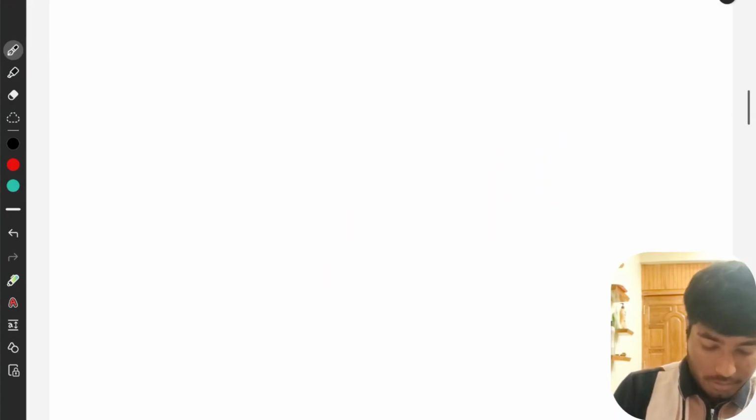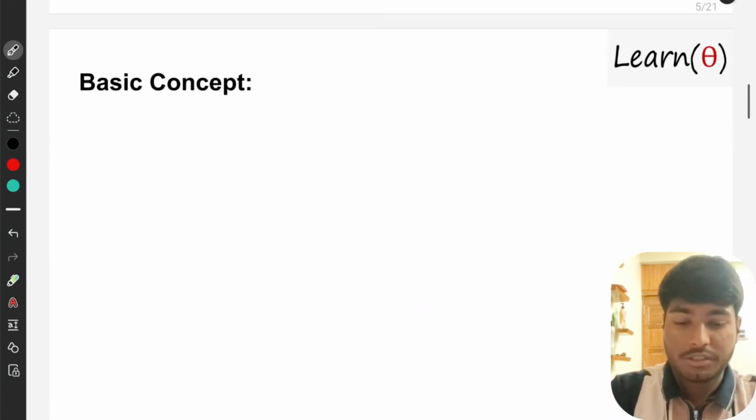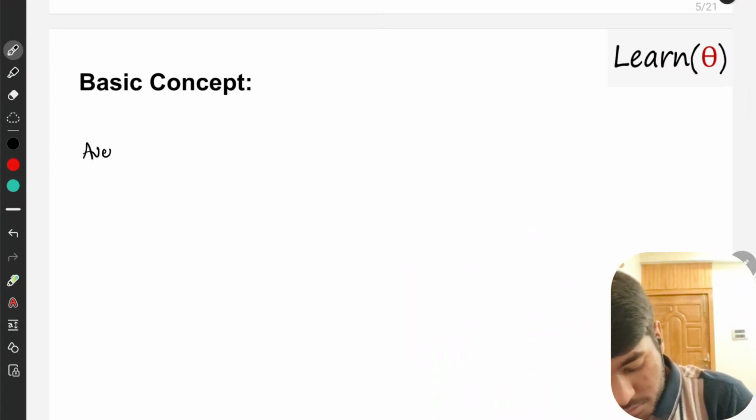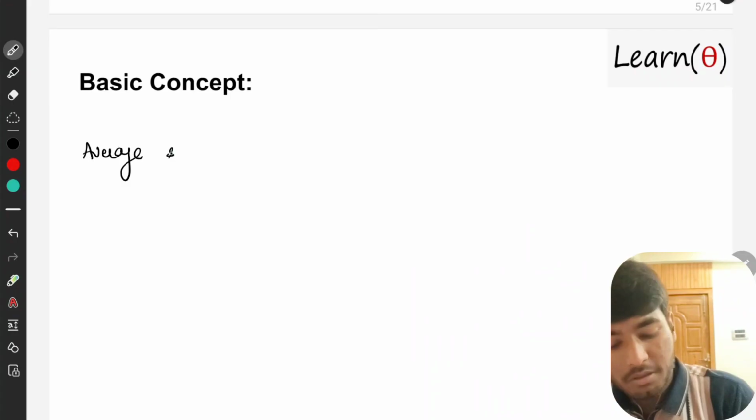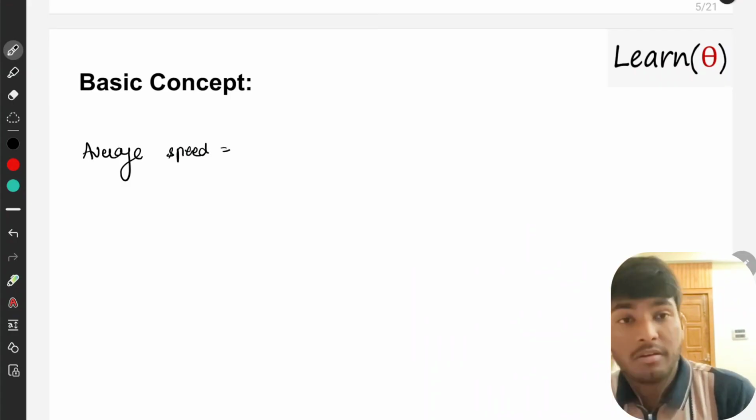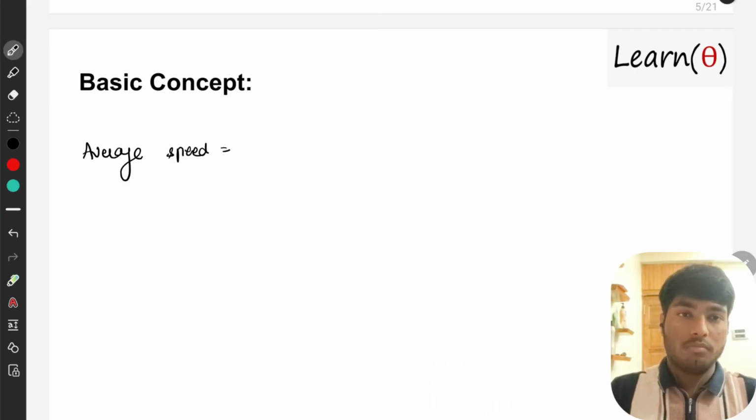Perfect, guys. Okay, so I think you got to understand this. Now there is something which is known as average, and something known as average speed. Now what is the average of anything? Average is the summation of all the values upon the number of units.